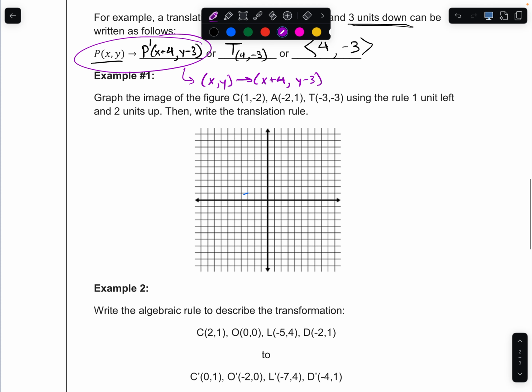All right, let's do a couple examples and then we'll be done. We have a figure CAT. It has 3 points, so that's going to be a triangle. Pause the video. I want you to graph these 3 points and connect the dots on your own. Make a triangle on the graph. All right, hopefully you plotted C at 1, -2, so that should be C. A should be at -2, 1, that's right here. And T is at -3, -3. There's T. And I asked you to connect the dots, so your paper should look like this. There's CAT. That is our pre-image.